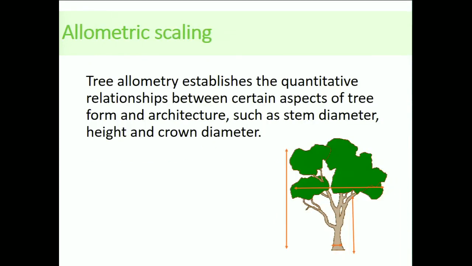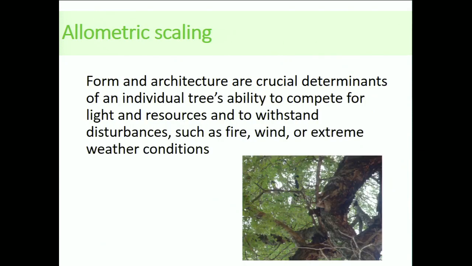Allometry basically establishes the quantitative relationship between patterns and forms in trees, or any allometric relationship for organisms. You can look at relationships between tree height, tree stem diameter, crown, bole height, and all those kinds of things. Tree architecture is crucial for an individual's ability to survive and compete. Its ability to compete for light and other resources, and its ability to withstand extreme weather events and disturbance like fire. So it's very important to understand the architecture of trees.